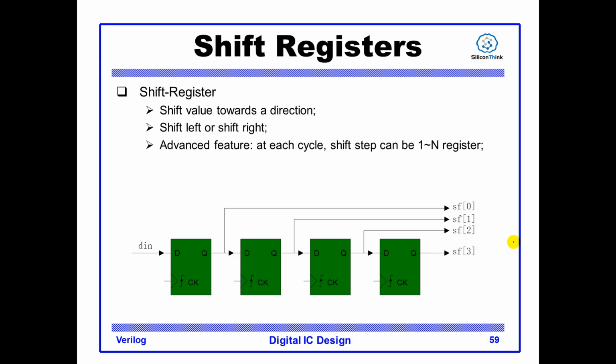Okay, the next is the shift register. You have many registers, such as 4 registers, and the value can be shifted. For example, the reset value is 0, then there is a 1 here. The value of 1 will be loaded here.